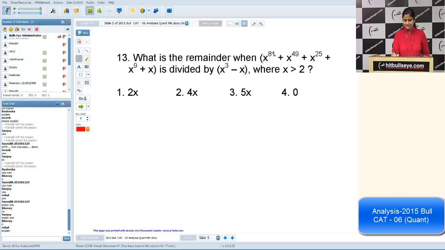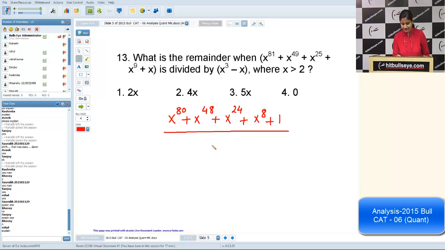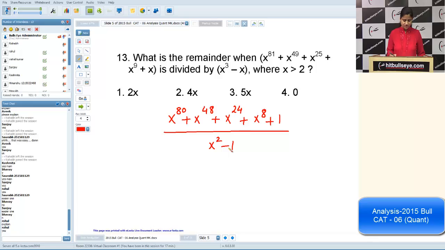First of all, my question is x raised to power 81 plus x raised to power 49 and so on up to x when divided by x cube minus x. So first of all, I'll do one thing to make it easier. I'll cancel x from numerator and denominator. So the expression will become x raised to power 80 plus x raised to power 48 plus x raised to power 24 plus x raised to power 8 plus 1 divided by x squared minus 1. Are you getting me, Rahul? I have cancelled x from numerator as well as denominator.